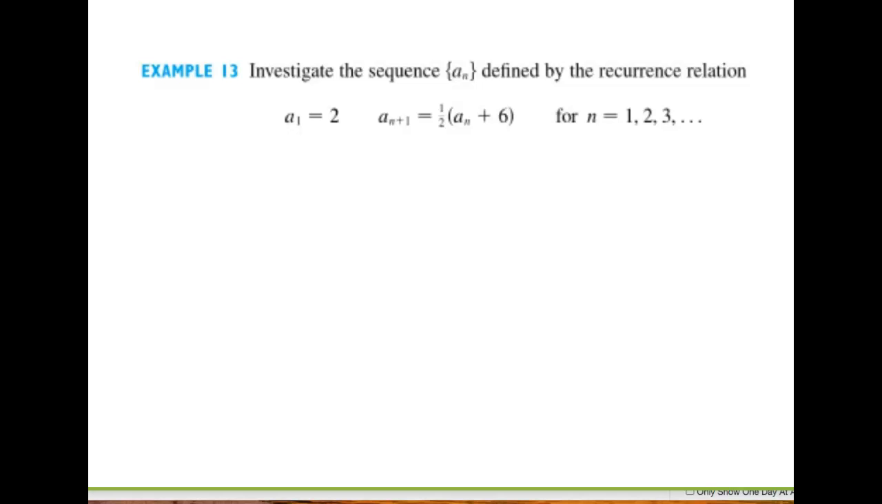All right, so we know a_1 is 2. So then a_2, using the recursive definition, would be 1/2 times a_1 plus 6. Well, a_1 is just 2, plus 6. So that's 1/2 times 8. So a_2 is 4, not 8. All right, so what does a_3 look like? The next one in line is always half the previous one plus 6, right? So a_3 is going to be half what? Good. Half 4 plus 6. So a_3 is 5, right?